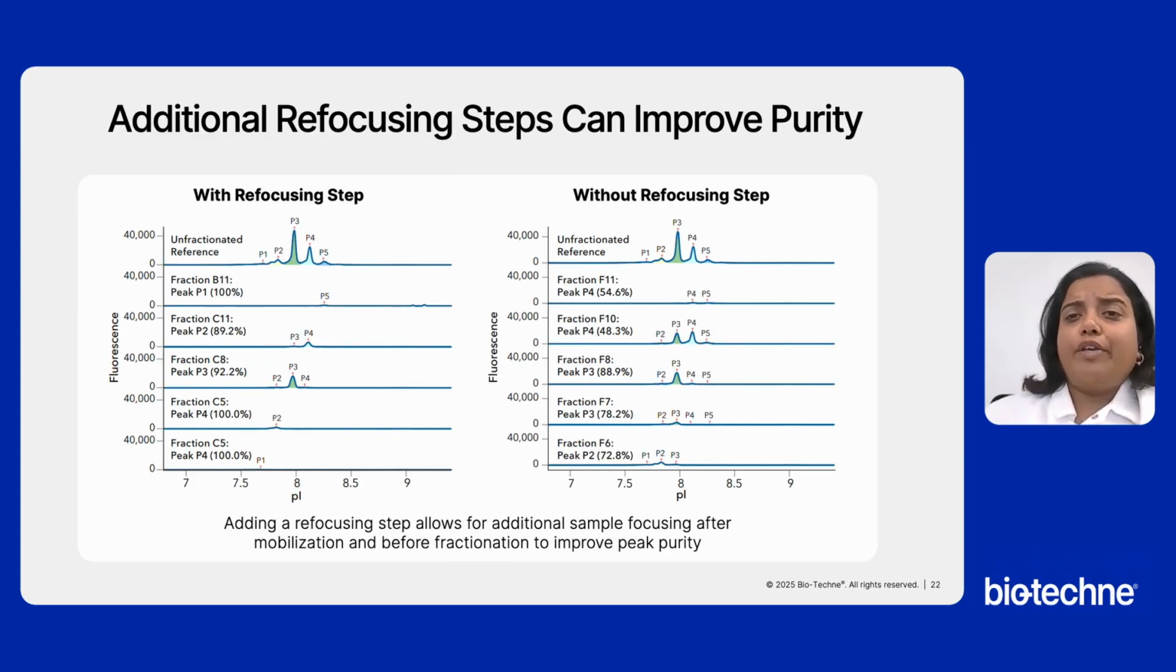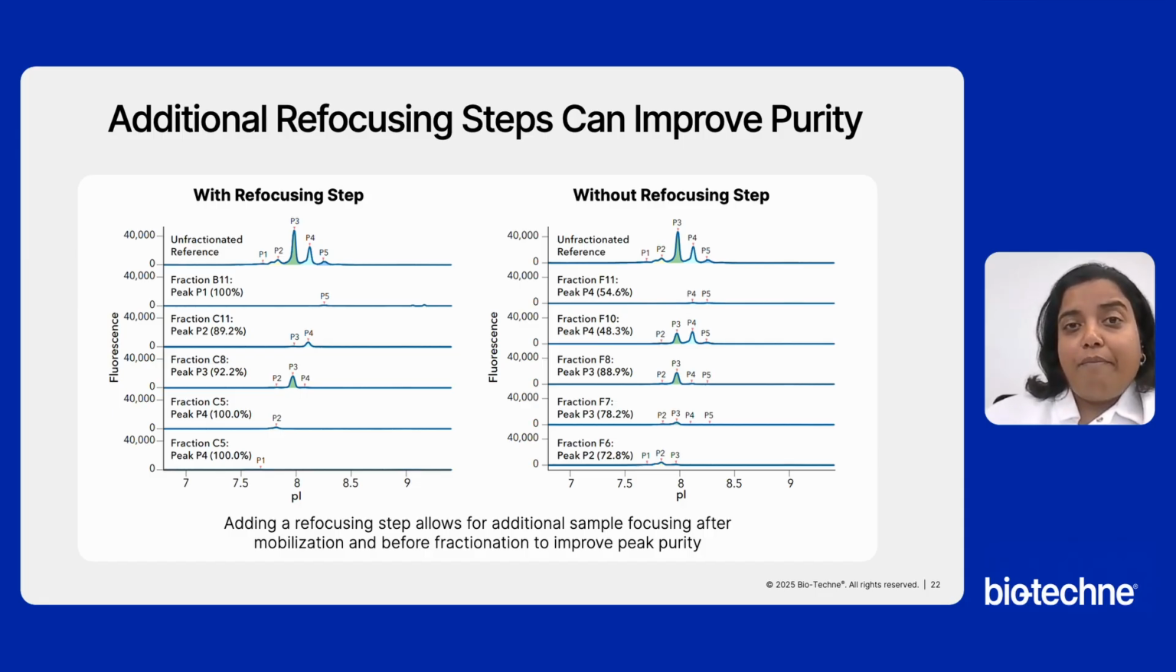However, for some molecules, reducing the fraction collection time won't help or improve the purity in the fractions. Adding a refocusing step to the fractionation batch allows for refocusing the samples after the mobilization step and before the fractionation step. Sample profile can be affected by the mobilization in the capillary during fractionation, leading to multiple peaks being collected in the same fraction and decreased purity. Refocusing during the icIEF fractionation can improve peak purity in fractions.